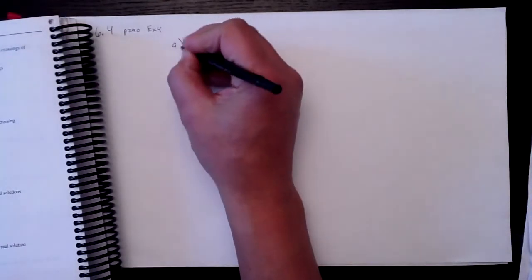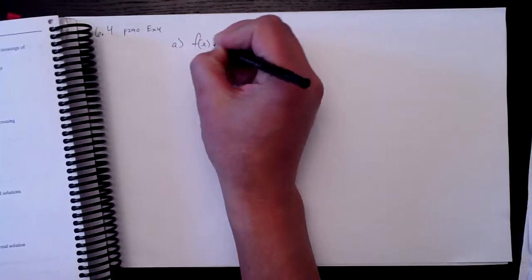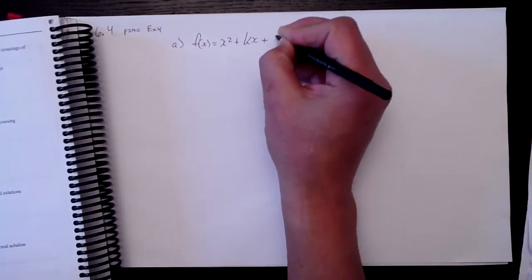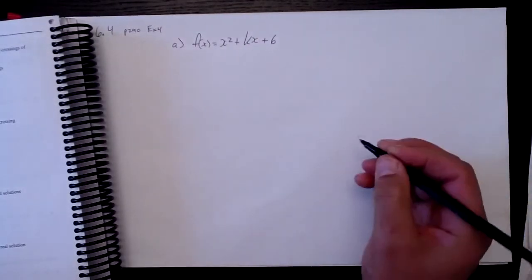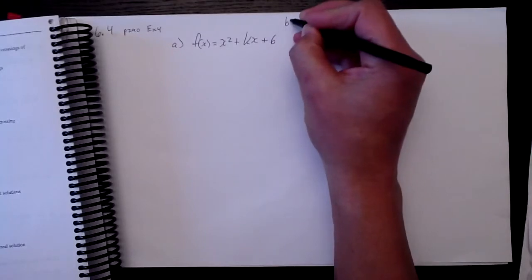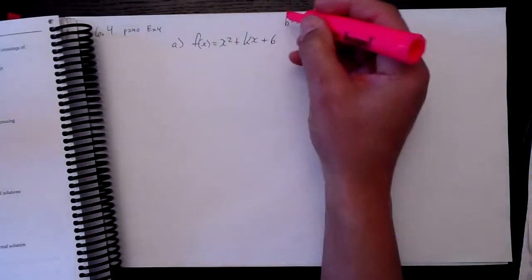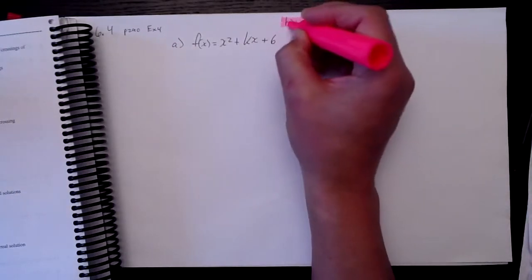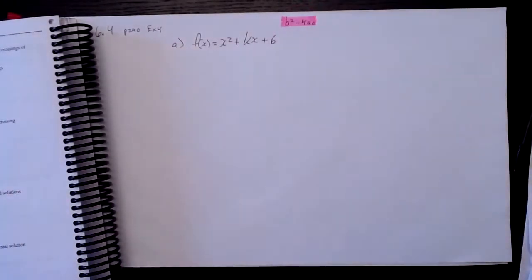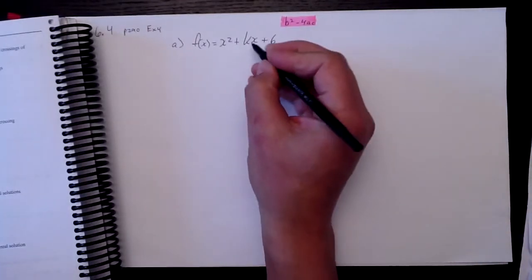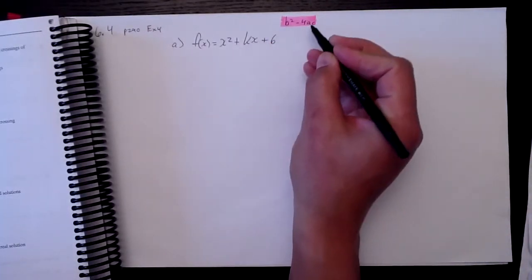Let's do A and D. So A says f of x equals x squared plus kx plus 6. And we would like the discriminant, I'm going to write the discriminant up here, b squared minus 4ac, and I'm going to make it pink because pink is the color of the discriminant. At least on these videos it is. Alright, so we have to find a value for k such that this stuff equals 0.